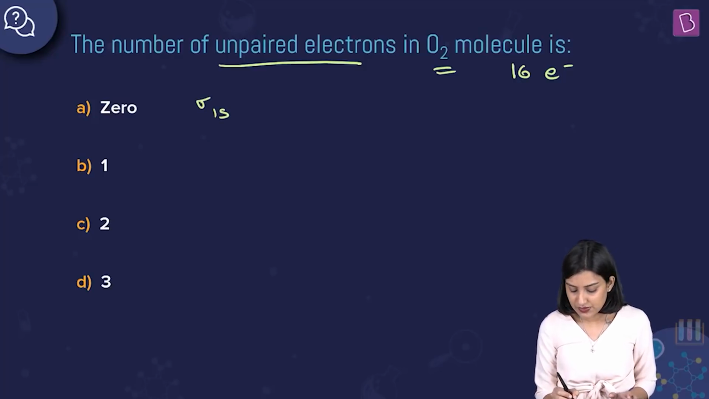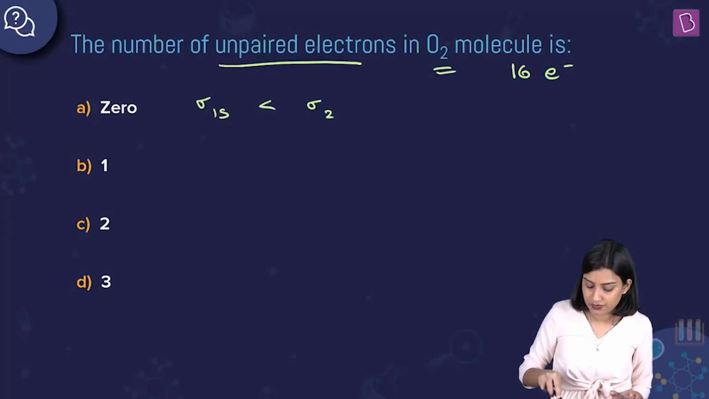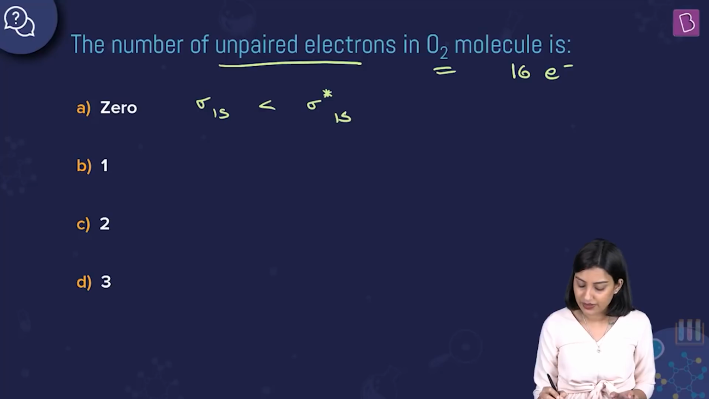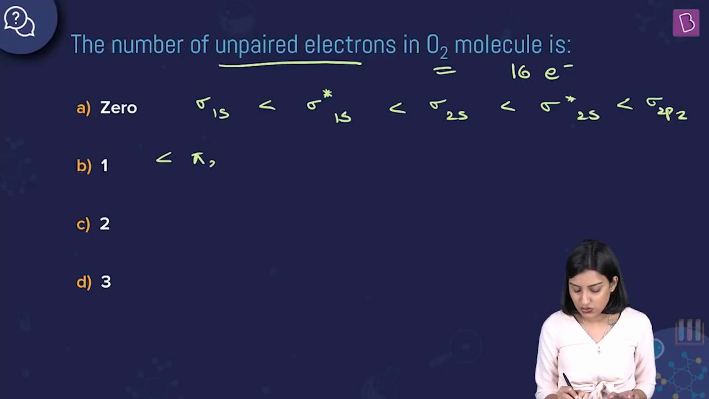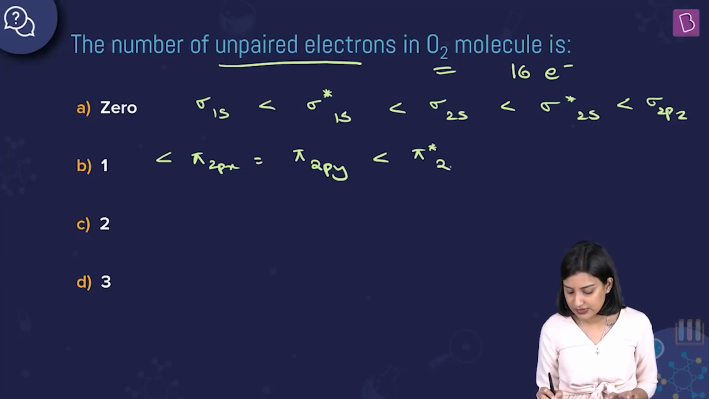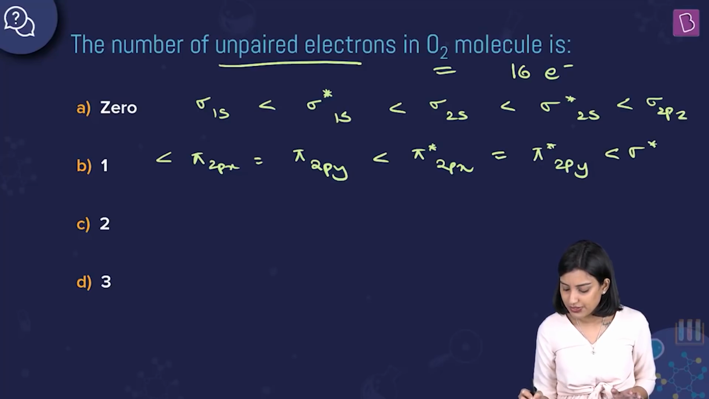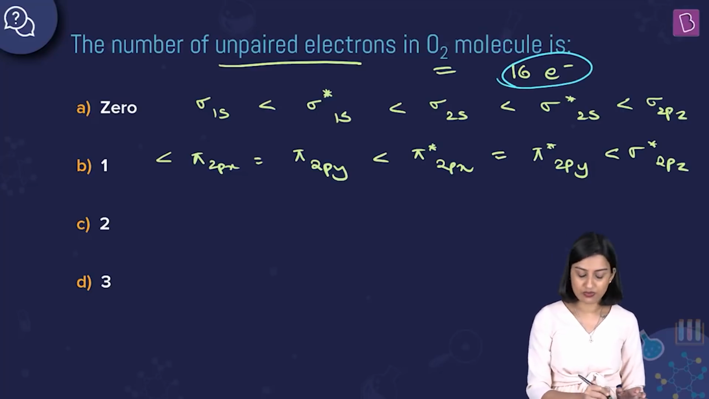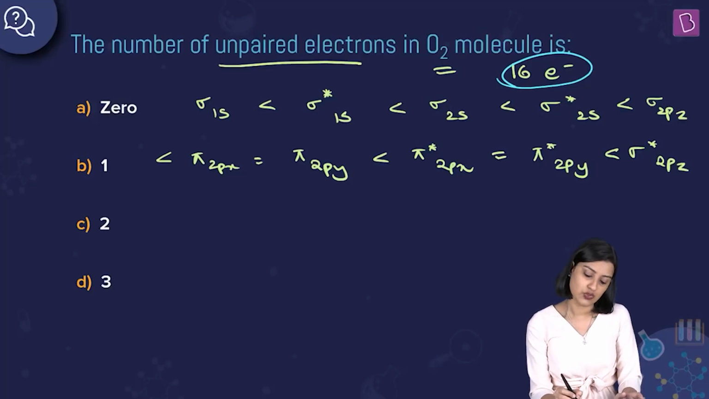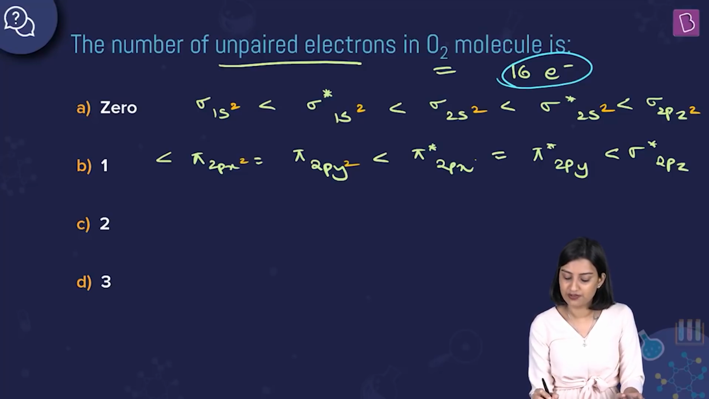So you have sigma 1s less than sigma star 1s. Then you have sigma 2s is less than sigma star 2s. This is less than sigma 2pz. This is less than pi 2px, which is equal to pi 2py, which is less than pi star 2px. This is equal to pi star 2py. And then you have sigma star 2pz. Okay, so this is what you have. Now let's see, we have 16 electrons to account for. So let's start filling them up in these orbitals. So you have 2, 4, 6, 8, 10, 12, 14, 15 and 16.